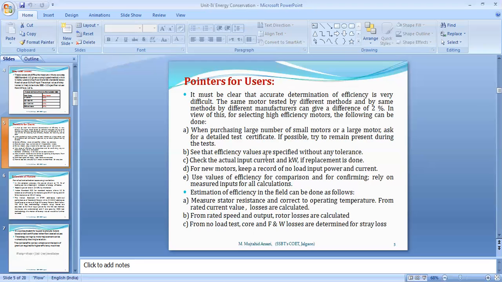There is not only a single machine, we cannot neglect that there are a large number of motors in the process industry, in any type of factories or industries. So if such things happen in a large number of motors, there are much more power losses in the system. So definitely we have to keep some record. Use the value of efficiency for comparison and confirming. Rely on the measured input for all calculation.